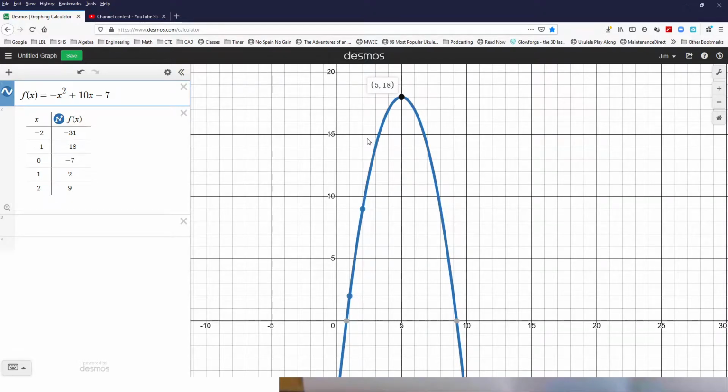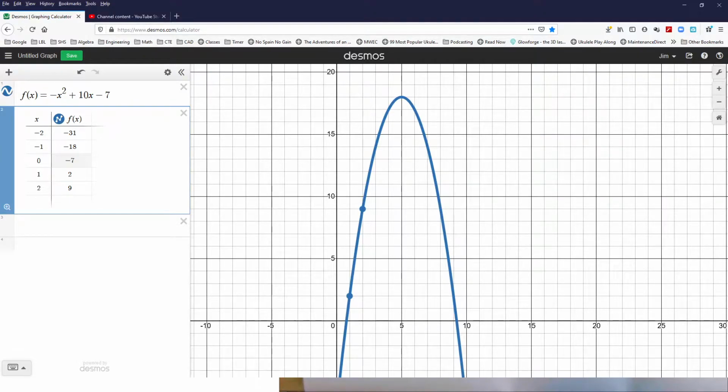And they want to know the y-intercept, okay? And the y-intercept here should be negative 7. And so I can see here when x is 0, my y value is negative 7, and I can also see it's the constant value. So my y-intercept is at 0, negative 7.